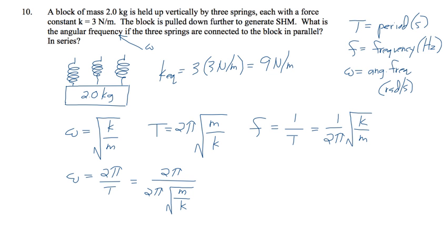I mean, the 2 pi's will cancel out. I have 1 over the square root of m over k, which is the square root of k over m. So I'm not going to give you, just like when I give you the straight line motion equations, I don't like to give you vf equals vo plus at, and also vo equals vf minus at, and also a equals vf minus vo over t, or whatever I said.